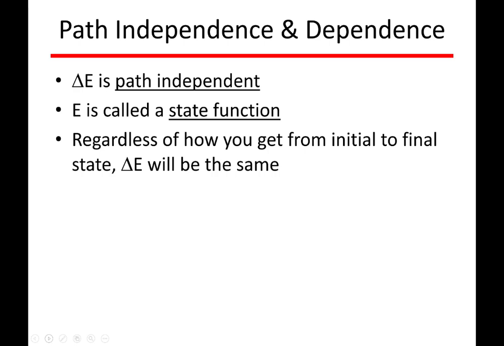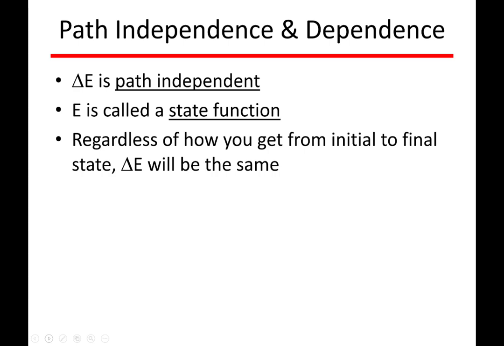Now, what do I mean when I talk about a path? When we do thermodynamic transformations, we could consider maybe heating a gas. And there are multiple different ways that you could heat a gas. One way is to heat it at a constant pressure. That's one example of a pathway. Another way that you could heat a gas is to heat it at a constant volume. That would be an example of a different type of pathway.